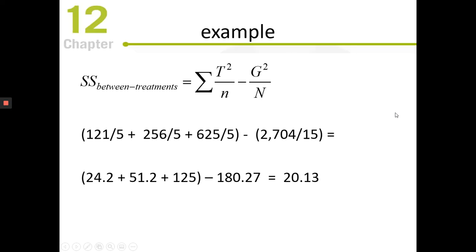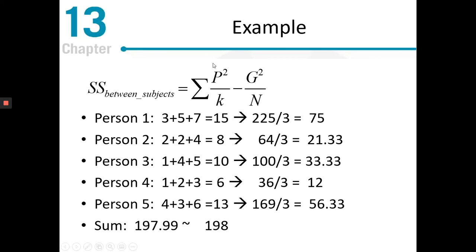So all we're going to do is, for every person, we're going to take their P squared divided by k. K is the number of conditions. We have 3 drug conditions: placebo, low dose, high dose. And so for each person, we're going to take that ratio, and then we're going to add everybody's scores together.